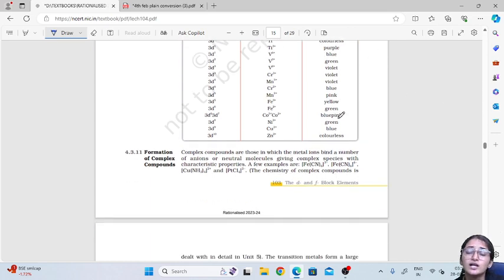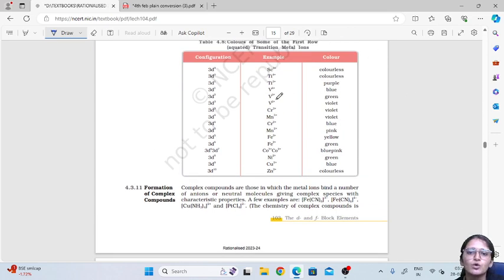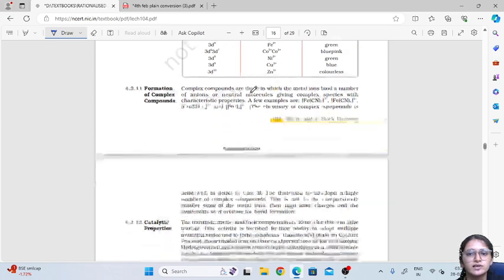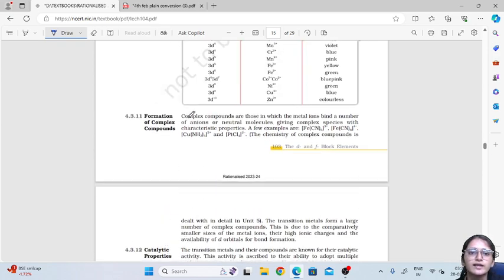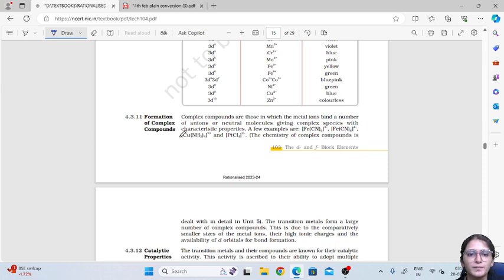So which color they show doesn't matter, you only need to know why some are colored and others are colorless. The reason is: the ones having unpaired electrons are colored, and the ones not having unpaired electrons are colorless.